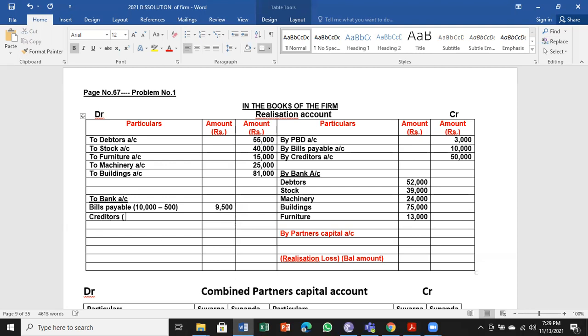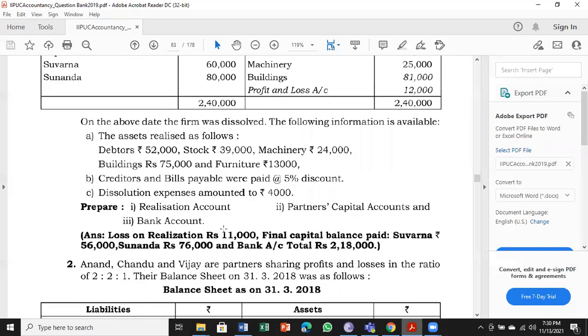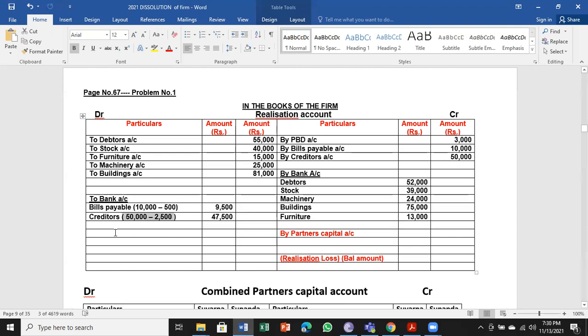Next, creditors are to be paid: 50,000 book value minus 5%, that comes to 2,500. So amount paid is 47,500. Yes, 50,000 minus 5% is 47,500. So next is the adjustment, dissolution expense 4,000, to be paid.